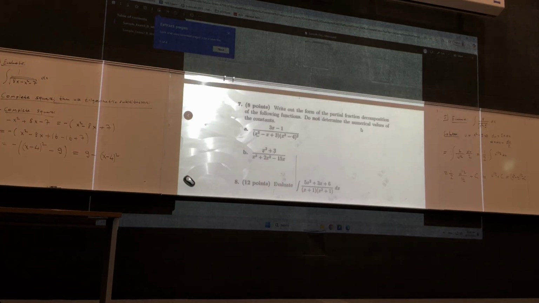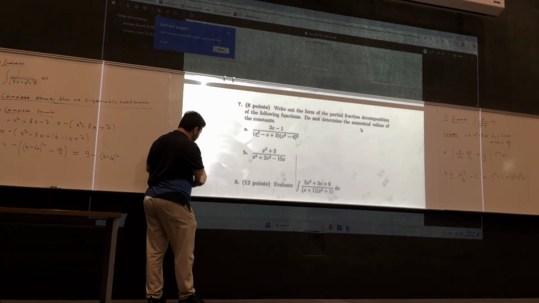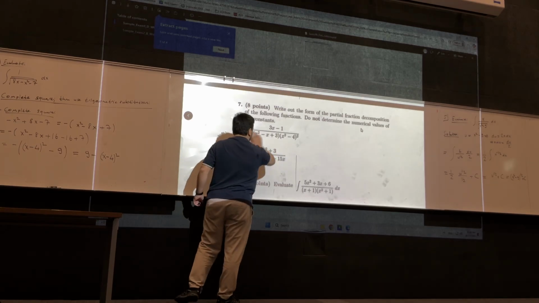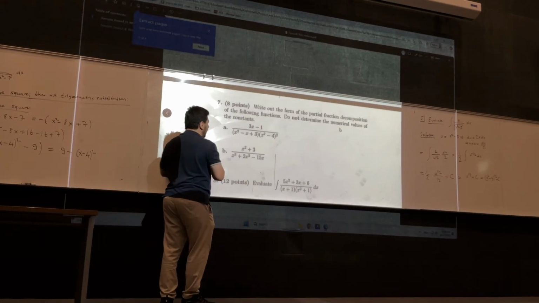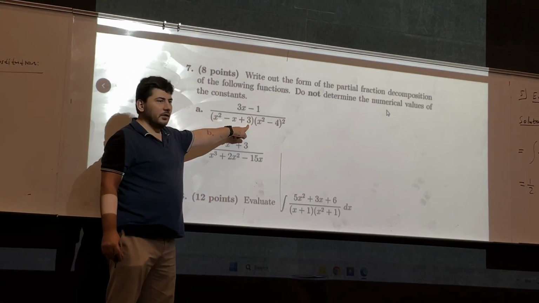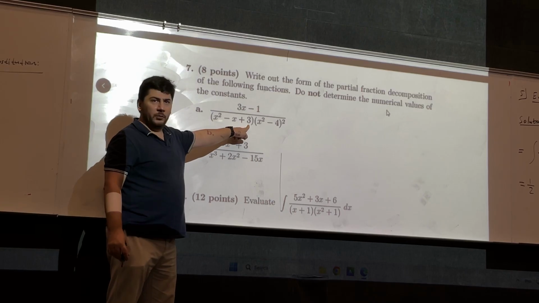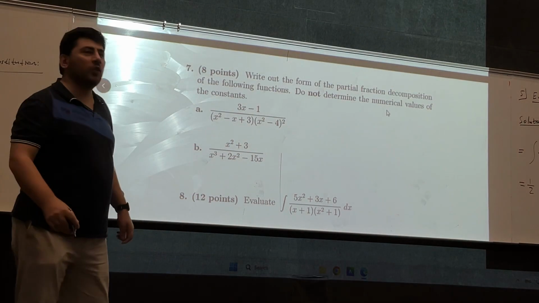as he has pointed out, it's 8 points just to write out the form. You don't even need to find A and B. So what's the form here in the first one? Is this one the most simple version? No. Can you simplify this more? How? No, you can't.